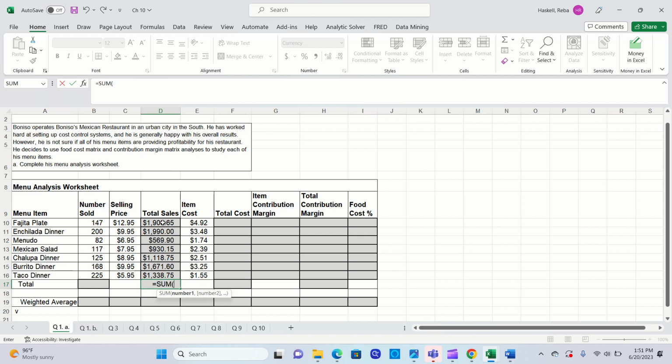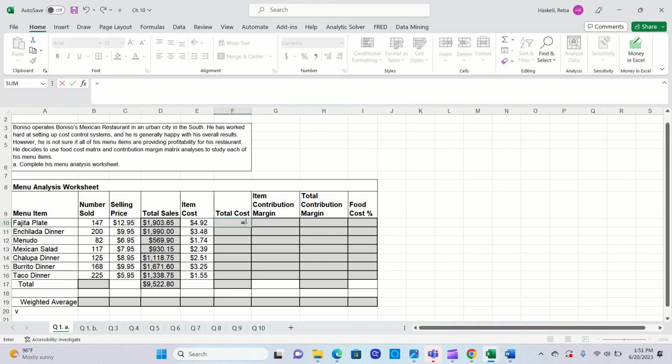So the fajitas all the way through the tacos is $9,522.80. Now the item cost is here. Our fajita plate, we're selling at $12.95 and it costs us $4.92 to make that item.